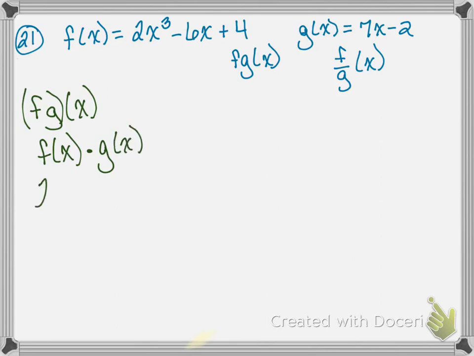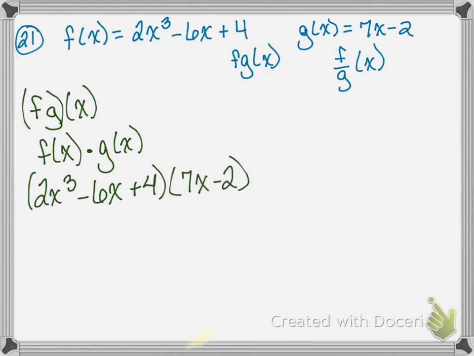So we have 2x to the third minus 6x plus 4, and we are multiplying that times 7x minus 2. Okay, so now what we have to do is we have a trinomial times a binomial. So in order to do this, we have to multiply 2x to the third times 7x and negative 2.